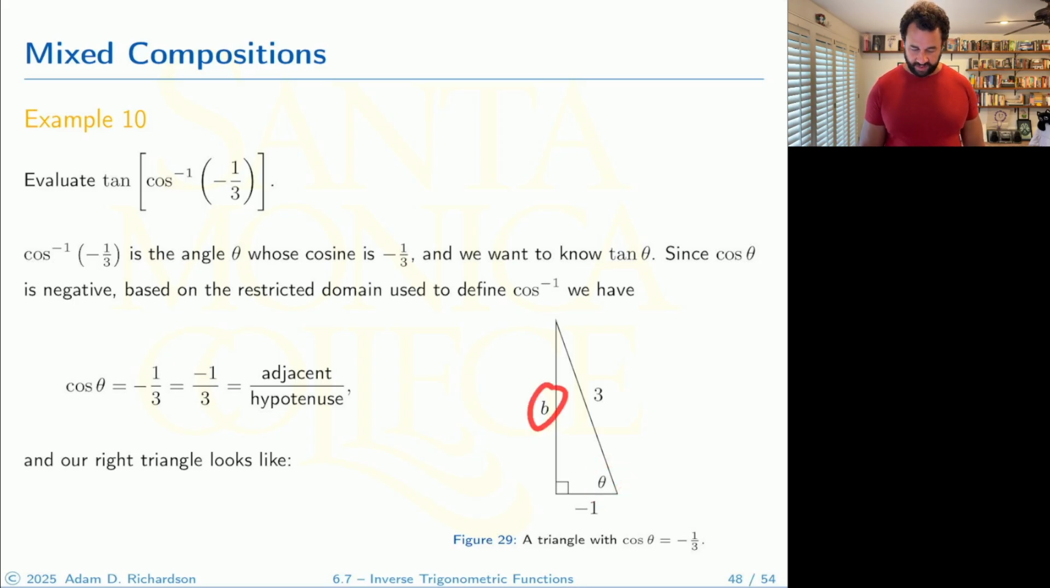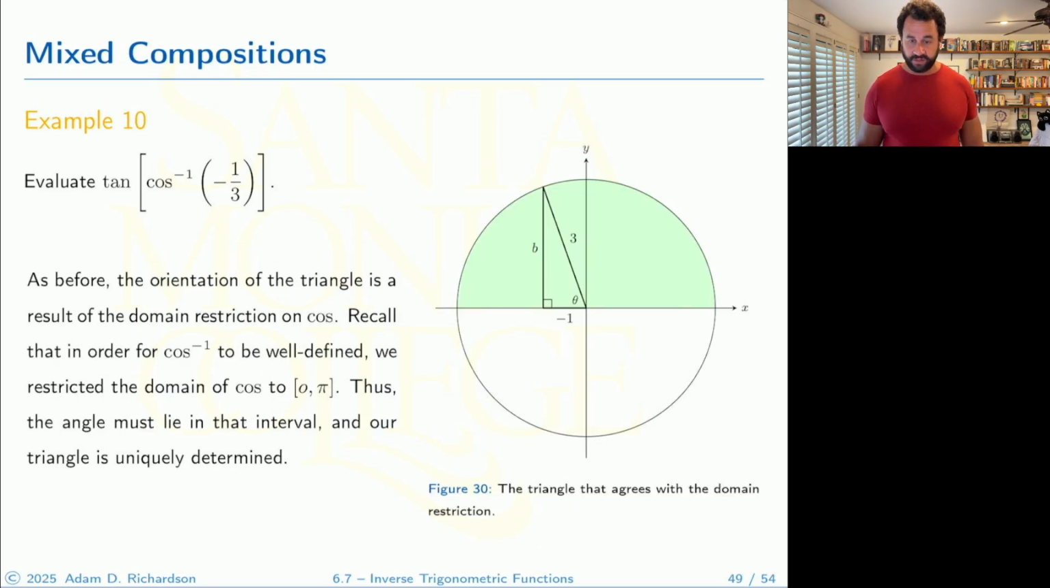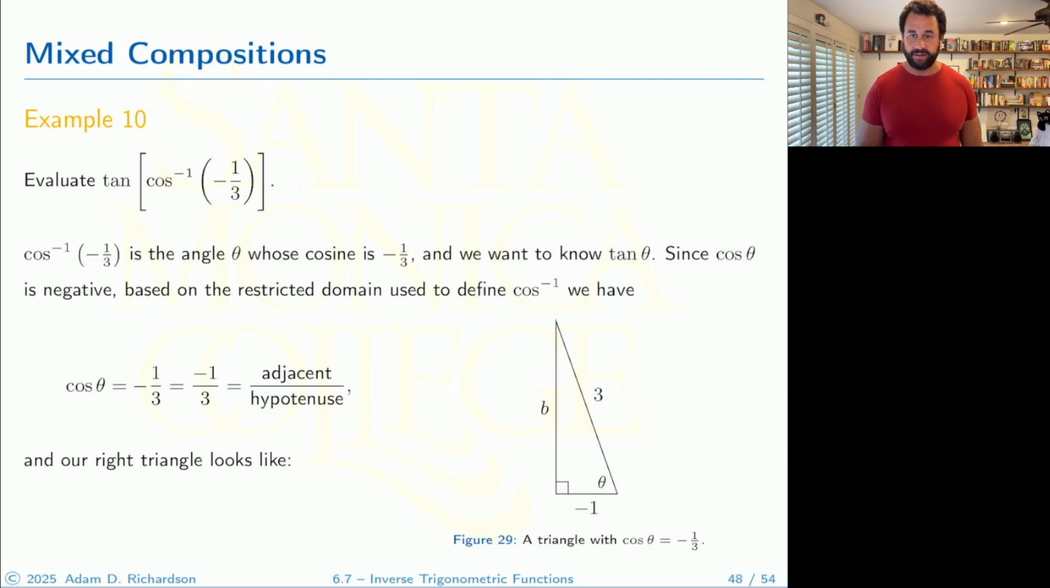So we're going to need opposite over adjacent, which means we have to solve for b. But again, notice here, the reason the triangle is over there is because that is what satisfies our restricted domain. Oops, that should be a 0, not an O. So the angle has to lie somewhere in this interval up here. And because cosine is negative, it's got to be over here. That's the basic idea, right?